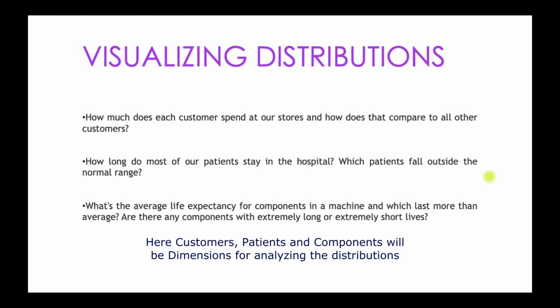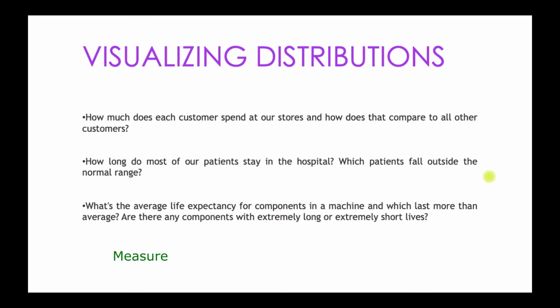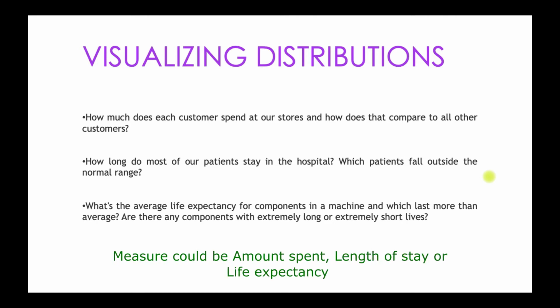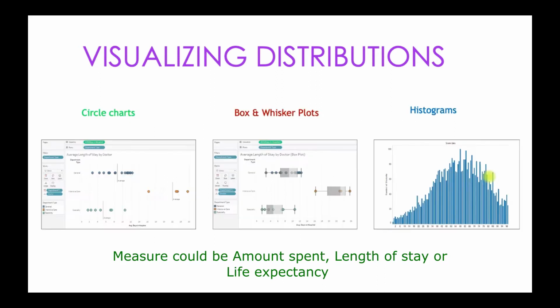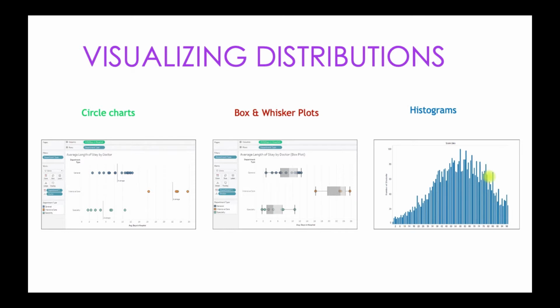It could be amount spent, length of stay, life expectancy, any measure which you would like to compare for this particular dimension. Okay. So here we will be covering three types of visualizations which cover distributions. First one will be circle charts. Second one will be box and whisker plots, and third one will be histograms. So let's start with circle charts.